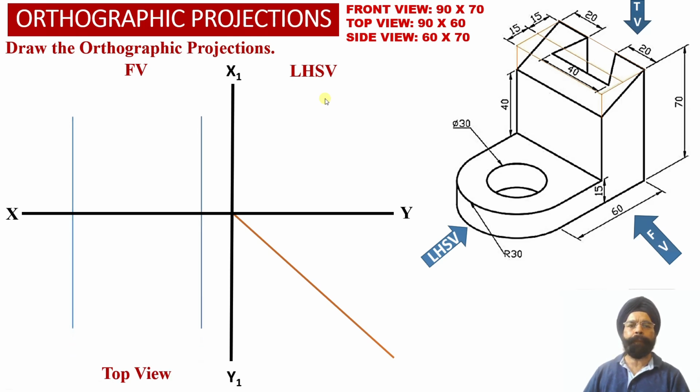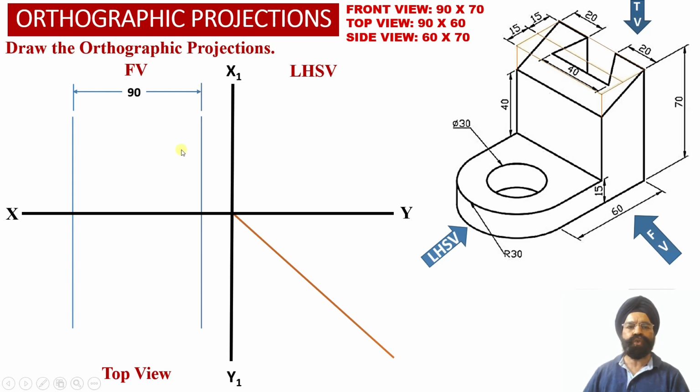Now, in order to obtain the front view orthographic projections, we know that the dimensions of the front view face of the solid are 90 millimeter width and 70 millimeter height over here. So in order to obtain the width of the solid equal to 90 millimeter, we have drawn two vertical projector lines which are separated by a distance of 90 millimeter, which is equal to the width of the solid over here.